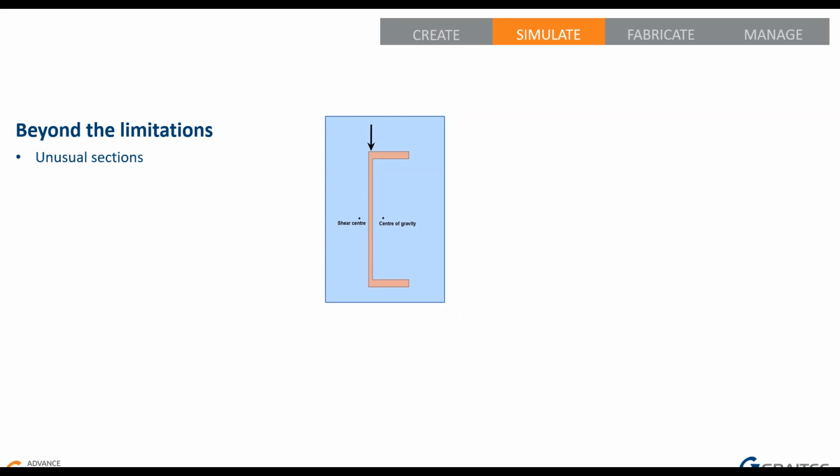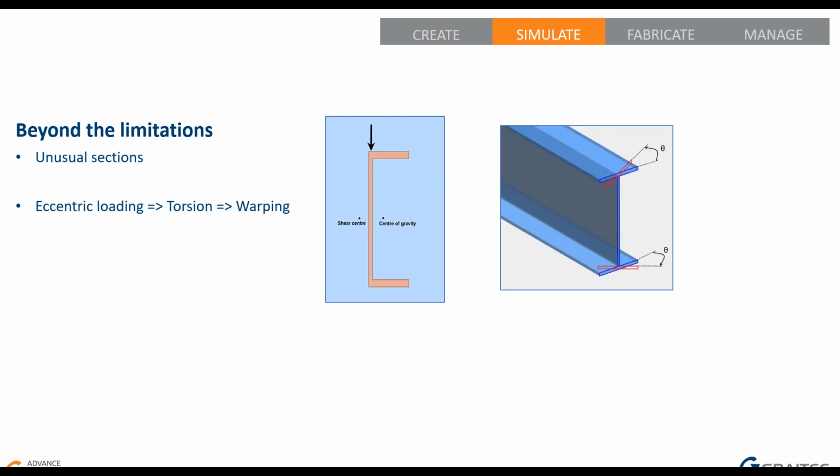And what makes this section so complex is that it's getting an eccentric loading, because of where the load will be applied. And this eccentric loading will cause torsion, and with torsion comes warping. And warping is when you've got flanges rotating in opposite directions. And it's complex because it causes the cross-section to no longer be plane, and it's very complex to assess.